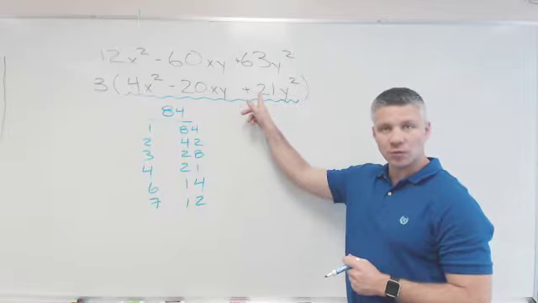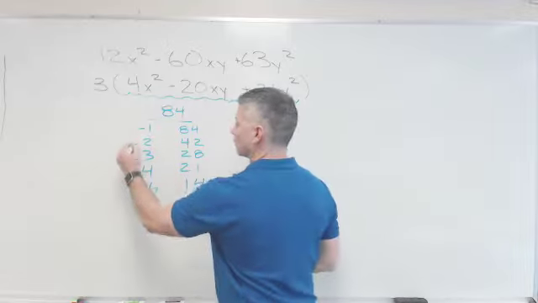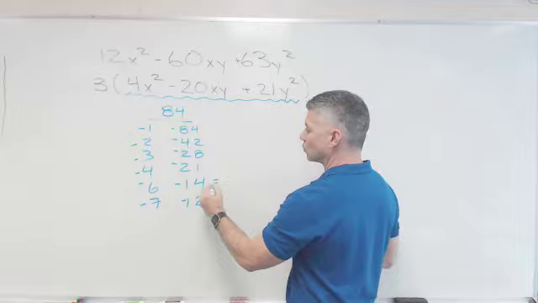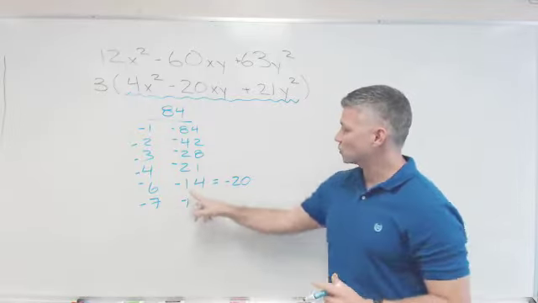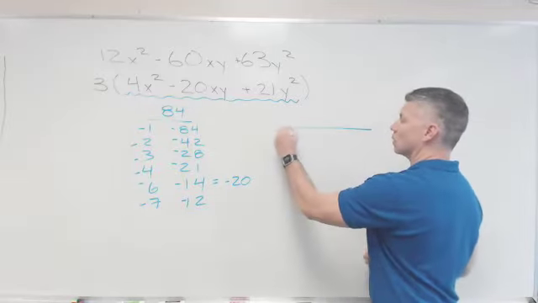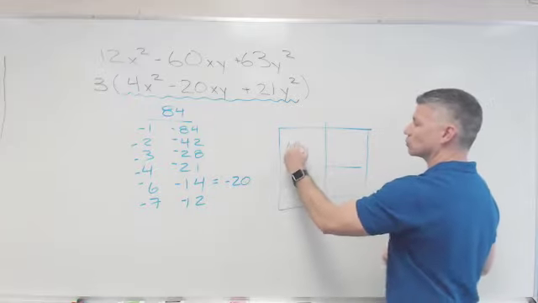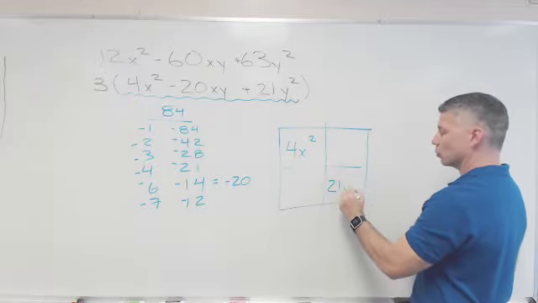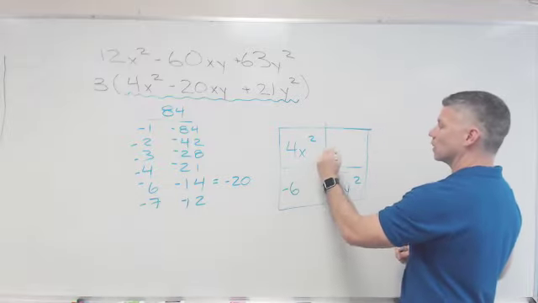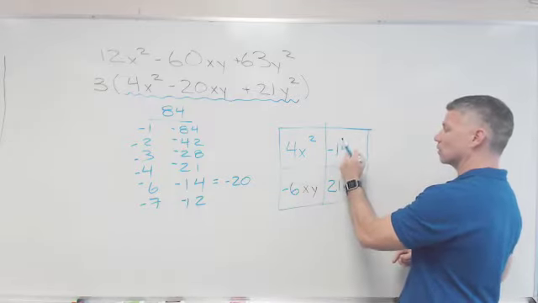Positive 21 tells me the signs are the same. What same sign? Negative. You get the idea. And again, you might just want to skip around and be able to find, oh, it's this row that gives me my negative 20. Let's make our window. 4x squared top left, 21y squared bottom right, negative 6, negative 14, and they need the x and the y.